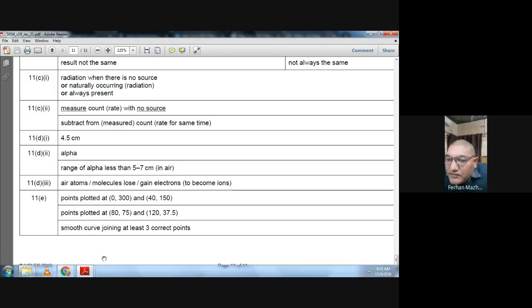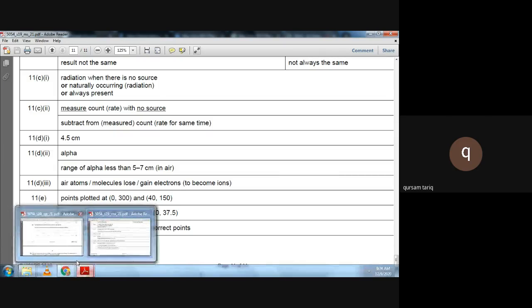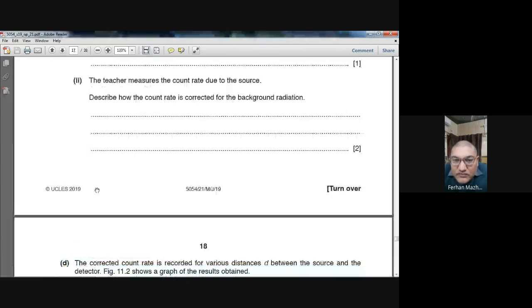Now repeat your answer slowly so that the others, Manur and Zainab, who are also with us, can write it down. Measure count rate without any radioactive source present. Measure the value by placing the source. Subtract the reading without source from the reading when source is placed. Yes, that's a perfect answer. These are 2 marks. You will get full marks.